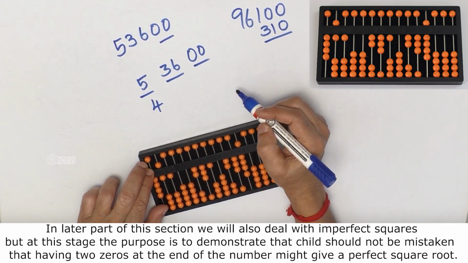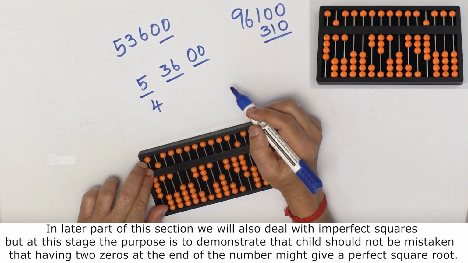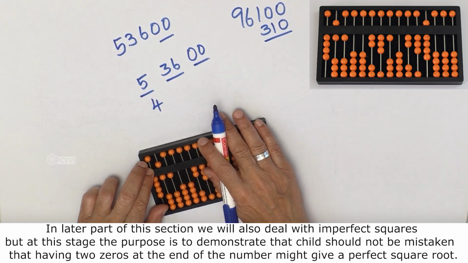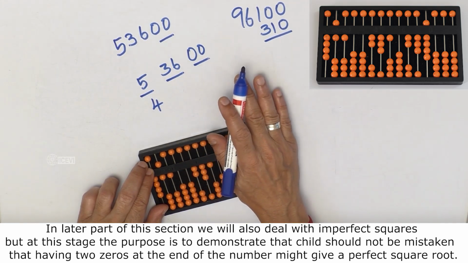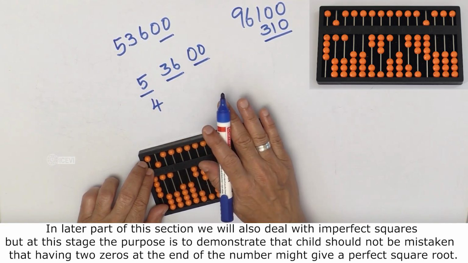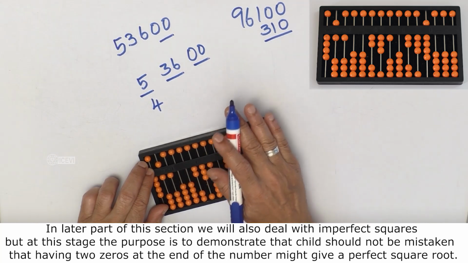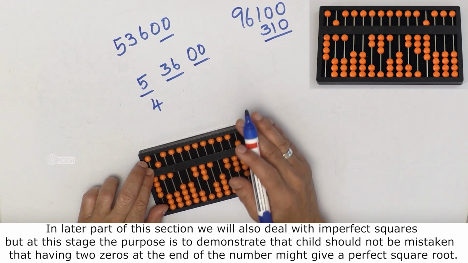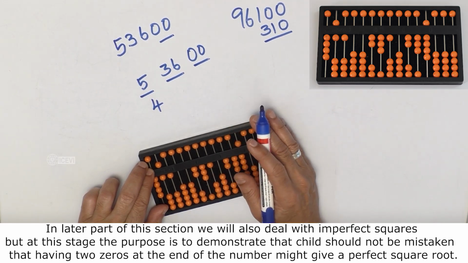In a later part of this section, we will also deal with imperfect squares, but at this stage the purpose is to demonstrate that the child should not be mistaken that having 2 zeros at the end of the number might give a perfect square root.